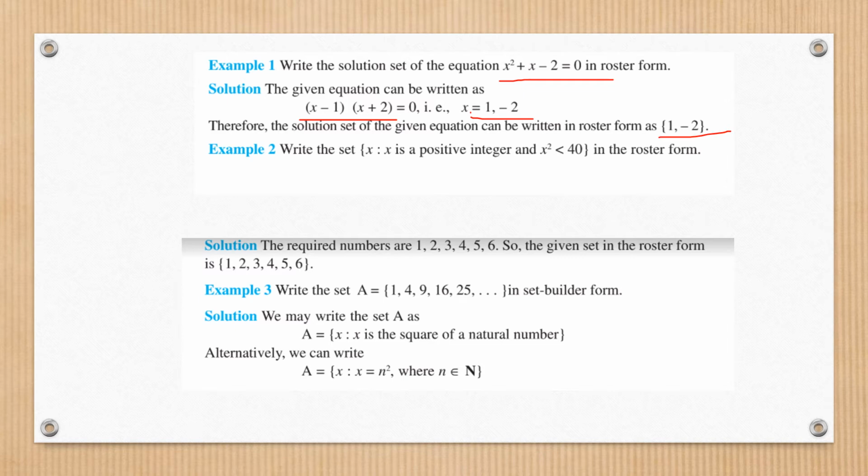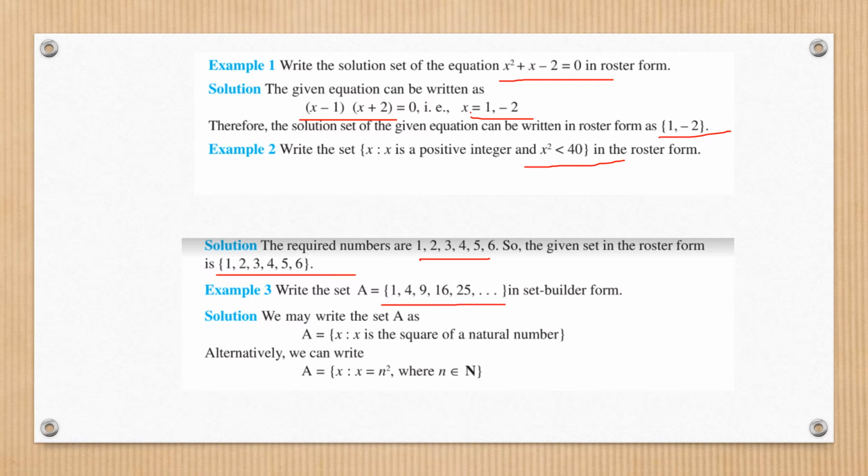Example 2: write the set of x such that x is a positive integer and x square is less than 40 in the Roster form. So the required numbers will be those where x is a positive integer and x square is less than 40. So it will be 1, 2, 3, 4, 5, 6. So the given set in Roster form can be written like this.